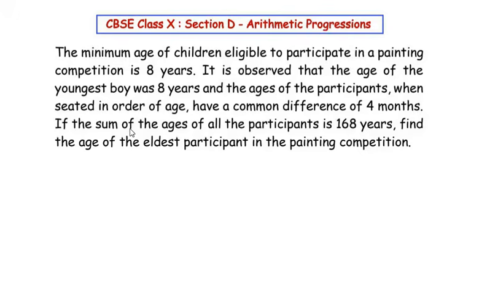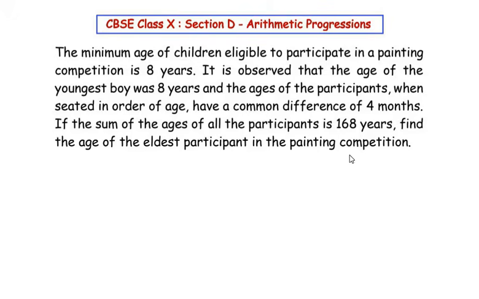In this video we are going to solve a section D question from the Arithmetic Progressions chapter which had appeared in the CBSE board exam 2025. The minimum age of children eligible to participate in a painting competition is 8 years. It is observed that the age of the youngest boy was 8 years and the ages of the participants when seated in order of age have a common difference of 4 months. If the sum of the ages of all the participants is 168 years, find the age of the eldest participant in the painting competition.